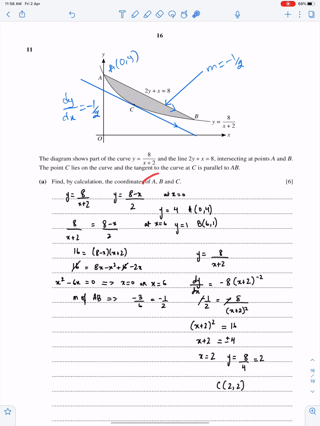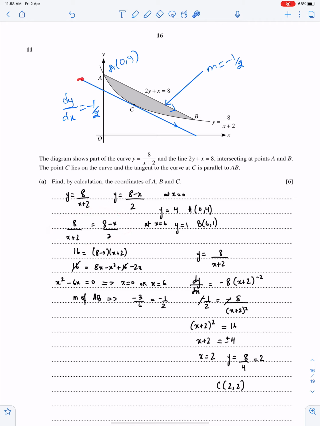Now we need the coordinates of A, B and C. A is very simple since A is on the y-axis. So by substituting x = 0 into this equation, we can get the coordinates of A. So the coordinates of A are (0, 4). B is the point of intersection of this line and this curve. So by solving these two equations simultaneously, you can get the coordinates of B. Coordinates of B are (6, 1).